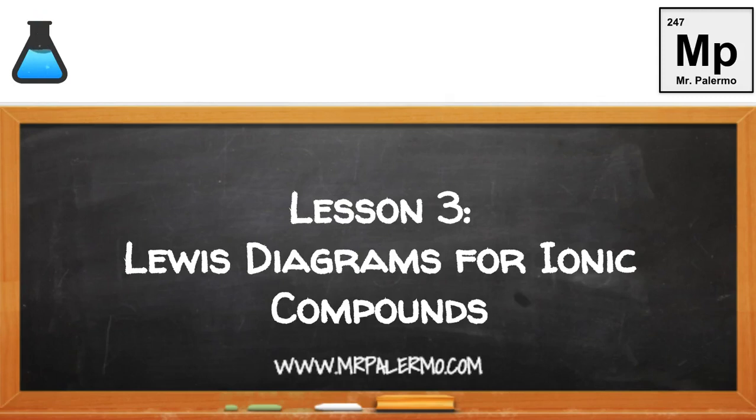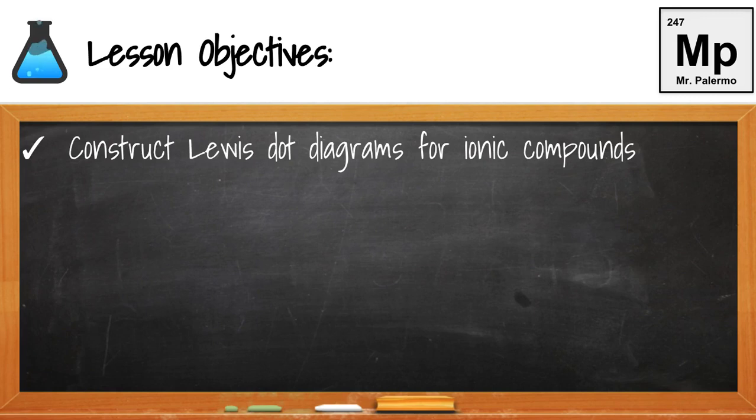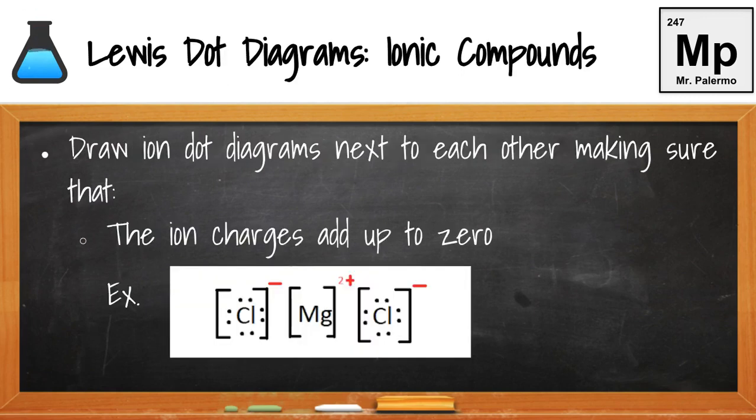Welcome to Lesson 3, Lewis diagrams for ionic compounds. The lesson objective: construct Lewis dot diagrams for ionic compounds. Recall that an ionic compound occurs between a metal and a nonmetal, where the valence electrons from the metal are transferred over to the nonmetal. And so in order to construct these dot diagrams, these are just representations of what is actually occurring.